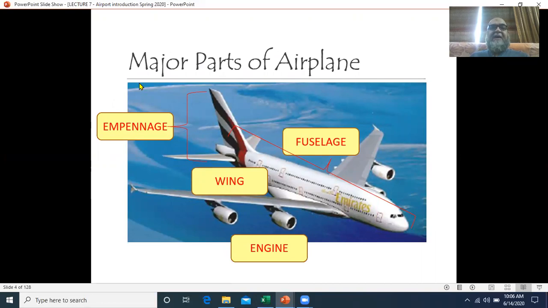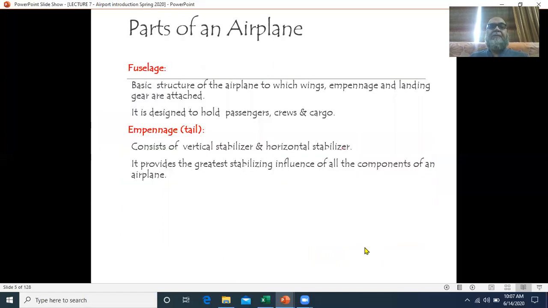So if you look at the aircraft, you can divide the aircraft into four main parts. The first, the body of an aircraft, the straight one, we call fuselage. Then there are wings. Obviously, there are engines, and there is a tail part, which we also call empennage. Now, what is a fuselage? It is the basic structure of an airplane to which wings, empennage, and landing gears are attached. It is designed to hold passengers, crews, and cargoes.